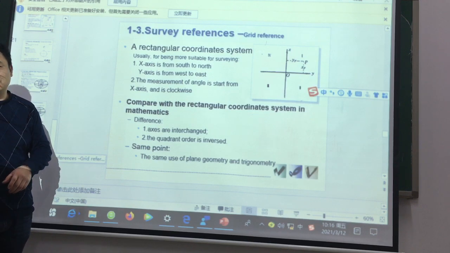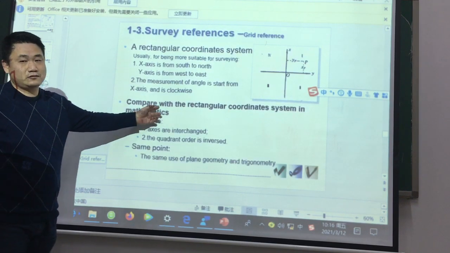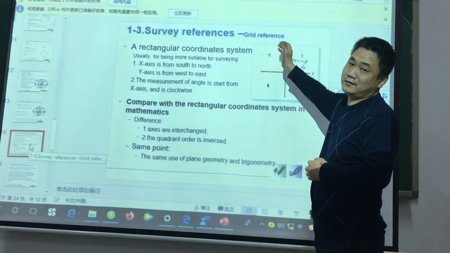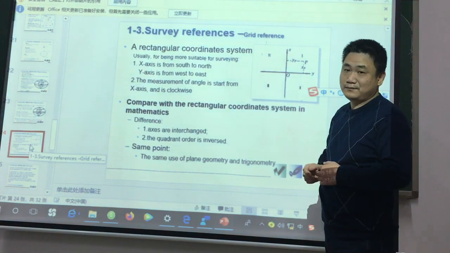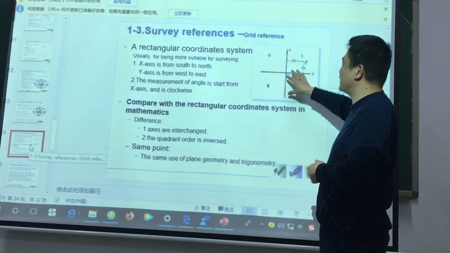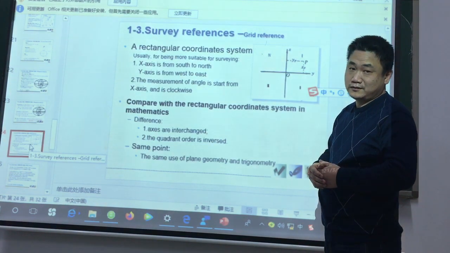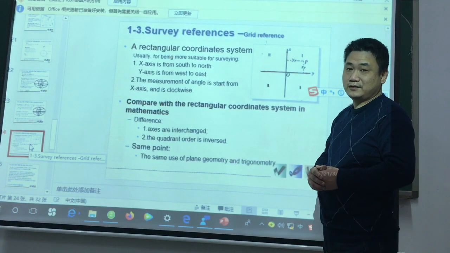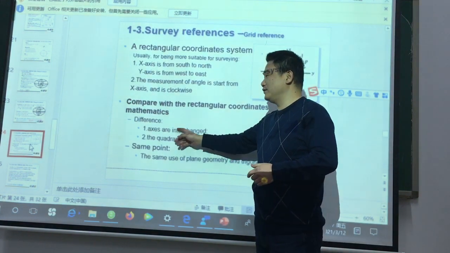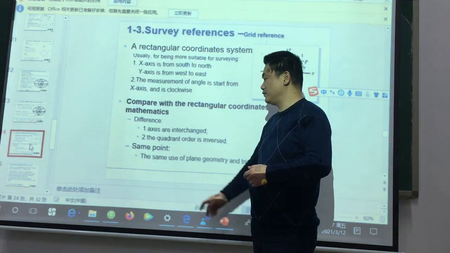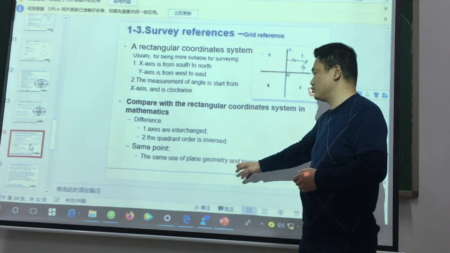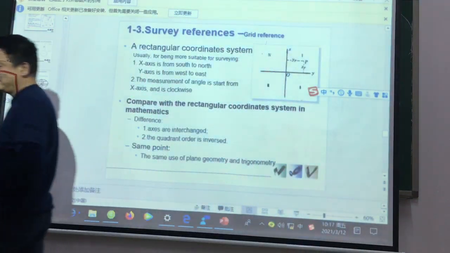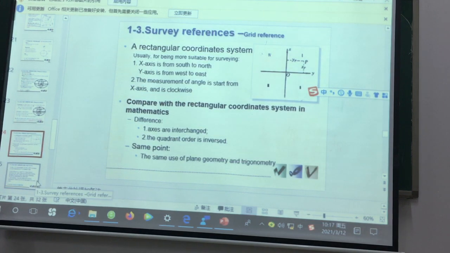In this rectangular coordinate system, we say the north is the x axis and the east is the y axis. But in mathematics, this is interchanged. And the quadrant order is inverse. But just because of these two differences, we say the use of plane geometry and trigonometry is the same. The use is the same.